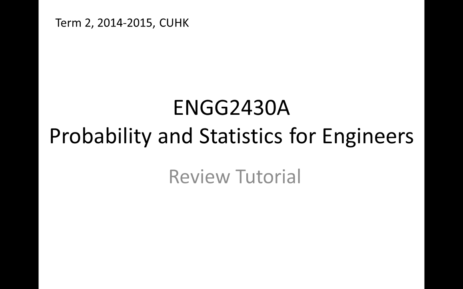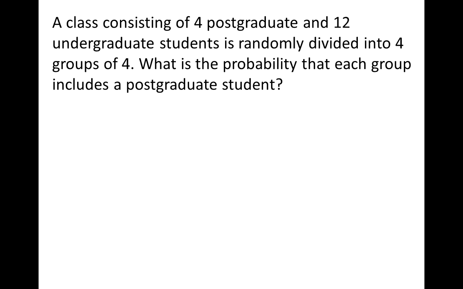In this part, we will review the topics we learned at week 3 and week 4, including the measures for calculating probability and the concept of independence. Let's first review the measures for calculating probability by an example here. The class consisting of 4 postgraduate and 12 undergraduate students is randomly divided into 4 groups of 4. What is the probability that each group includes a postgraduate student?